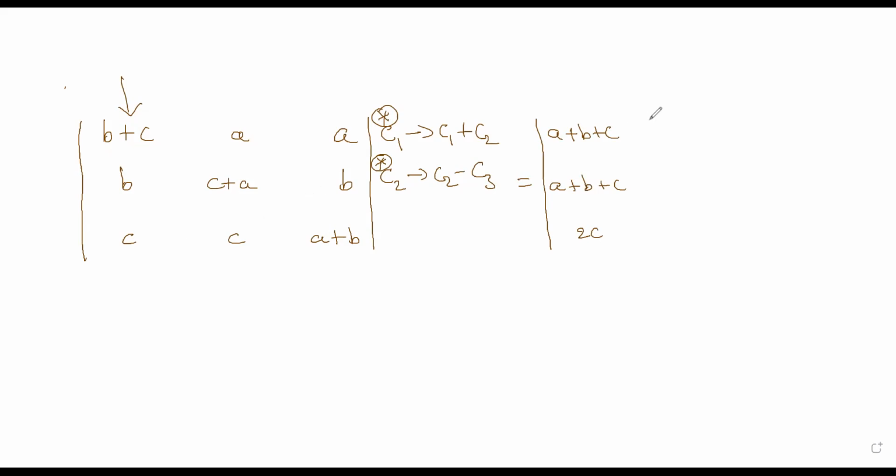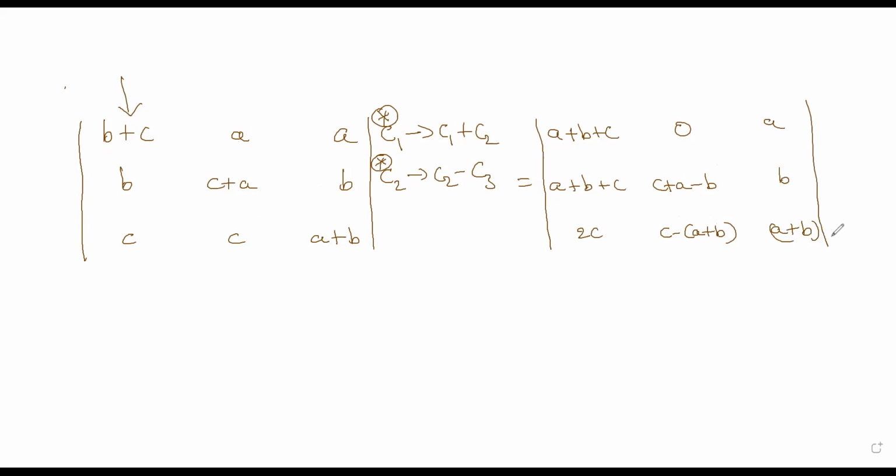Now when I do C2 minus C3, A minus A is 0. Here I'll get a 0. And here C plus A minus B, and C minus of A plus B. And the third row, you leave it as it is. You have A, B, and A plus B.